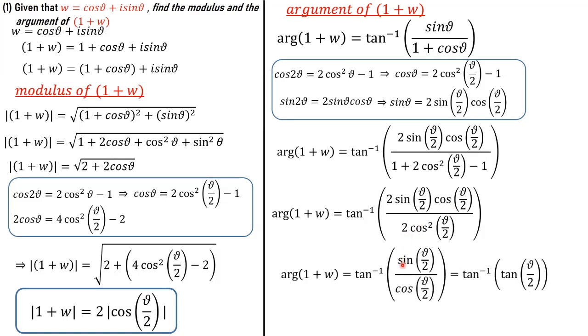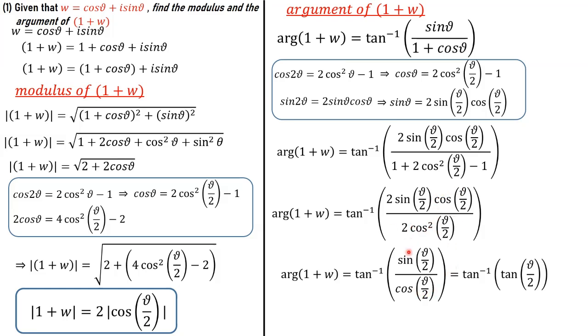Again, for simplifying, we are going to get what? We are going to get the argument of the complex number 1 plus omega to be equal to tan inverse of what? Tan inverse of sin theta divided by 2. Why? Because these two cancel with these two here. Obviously, take note of it. Here we have cos theta divided by 2. Here we have cos squared of theta divided by 2. So 1 cos theta divided by 2 is going to cancel with 1 in the numerator.